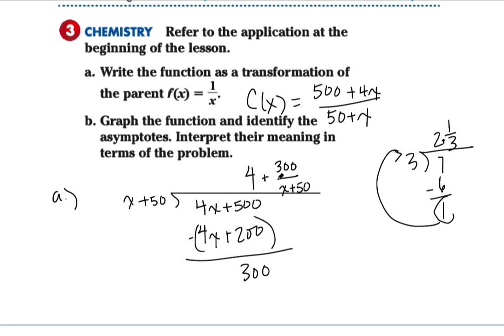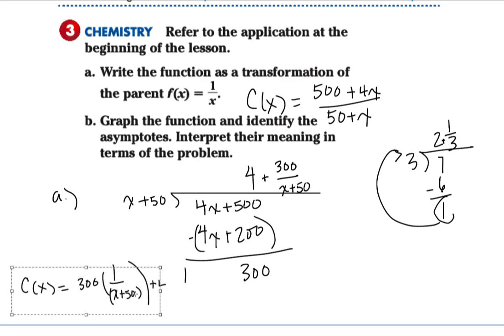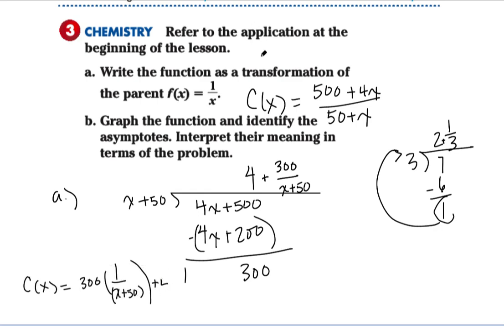we can look at this as more similar to the parent function. So now we can say that C of x is equal to, and watch how I rewrite this, 300 times 1 over x plus 50, and then plus 4. Let me see if I can scooch this out of the way so it looks a little bit more prominent. I think we got it. Okay. Nope, not all of it, but that's okay. We'll grab this back. All right.